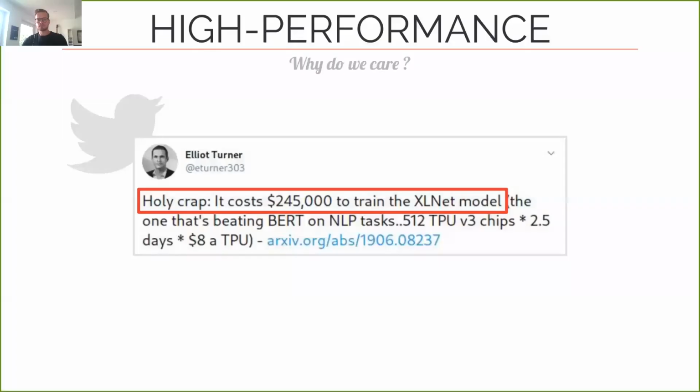Let me begin with asking the question why we care about high performance in the first place. And the answer is quite simple. We literally cannot afford not to, because apparently it costs about $250,000 to perform state-of-the-art machine learning research. And this high cost is mostly due to the long time required to train neural networks on parallel hardware.